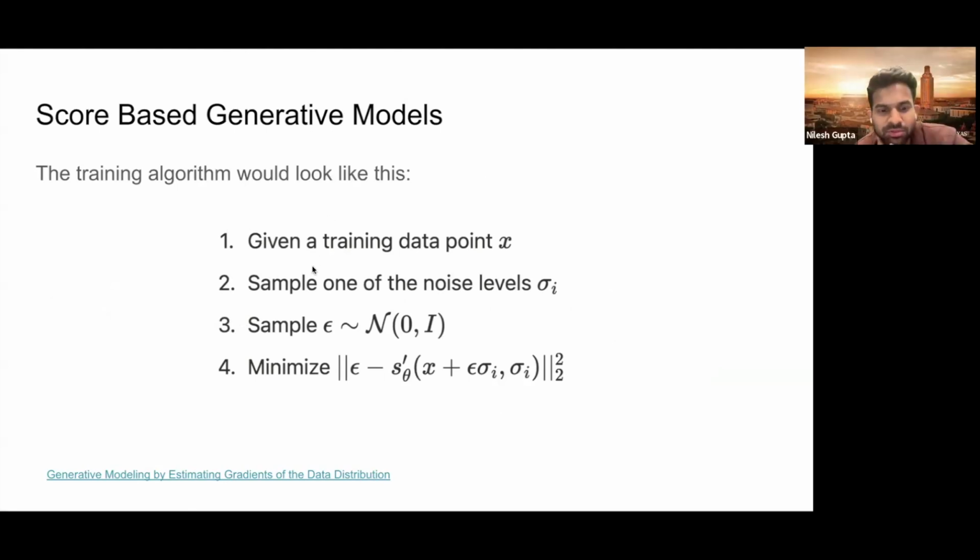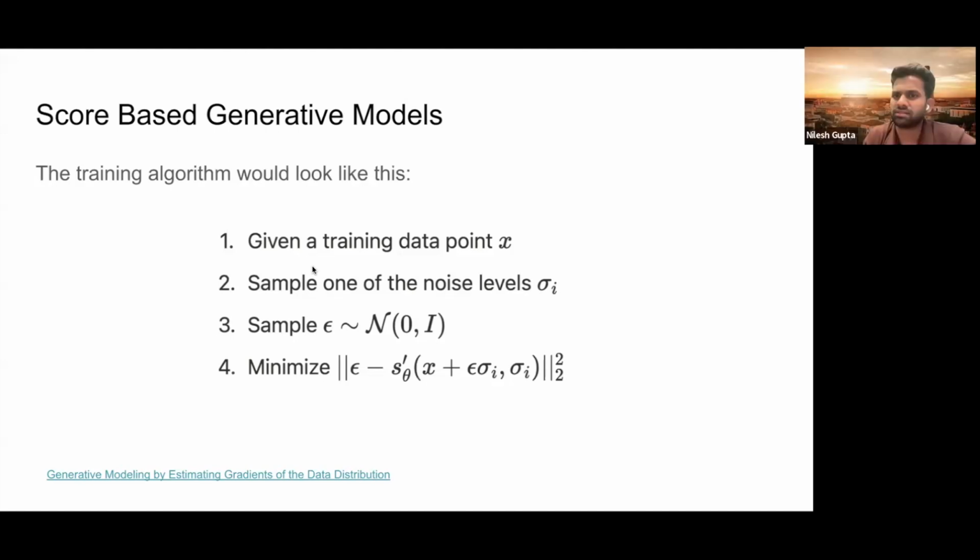Yeah, so can we just intuitively parse what this objective function is saying? Yes. So this objective function is basically saying that I get a data point. So let's say I have an image. I first sample a variance of noise that I want to add to that image, and then I add that noise to the image. So now I get a noisy image, which is x plus epsilon sigma I.